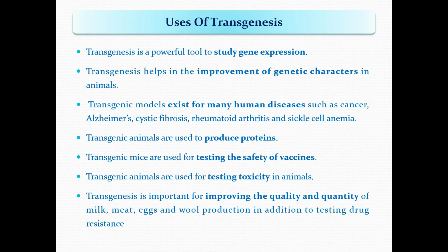Transgenic mice are used for testing the safety of the vaccines, and they are also used to test toxicity in animals. Transgenesis becomes an important tool for improving quality and quantity of milk, meat, eggs and wool production, in addition to testing the drugs which are designed for treating diseases.